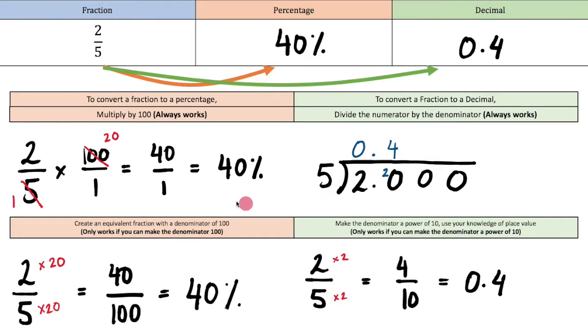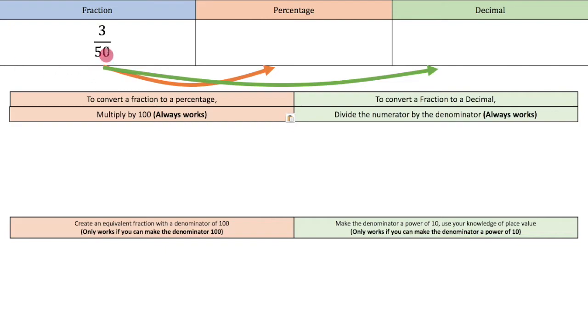So let's now look at another example. This time we're starting with 3 over 50, and we need to change it into a percentage, and then change 3 over 50 into a decimal. Let's begin by turning it into a percentage. To convert a fraction to a percentage, you multiply by 100, and this always works.